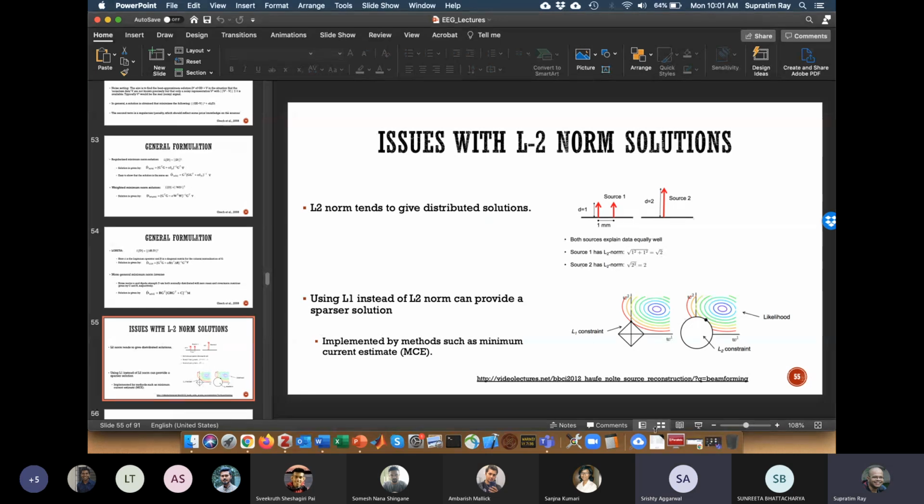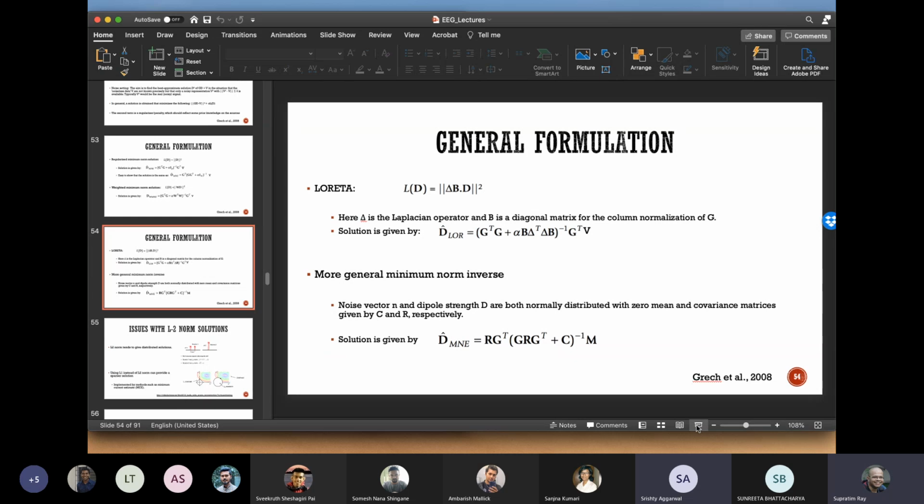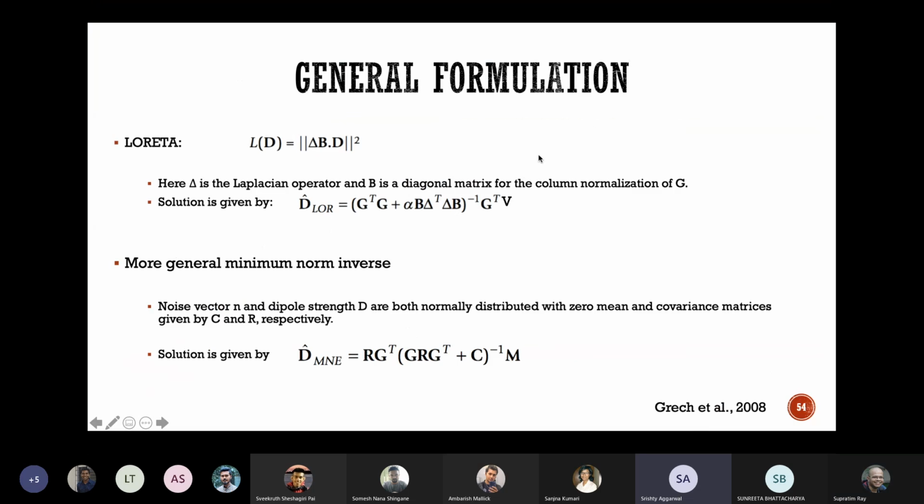What exactly is column normalization? Well, you're normalizing the columns so that they have the same norm. Each column has the same L2 norm. So we set the norm equal to 1, and each column of G should have the same norm. That's right.